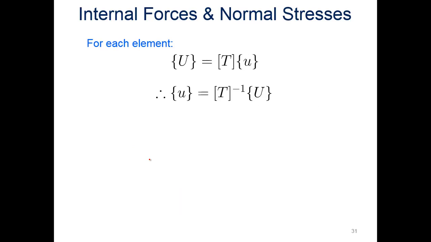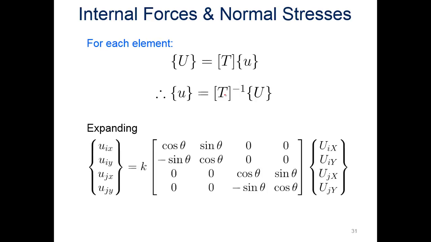All right. Come back here. Let's look at our internal and normal stresses. For each element, we have already got the global displacements, and those are equal to the transformation matrix times the local displacements. So we have these, we want to get these. To do that, we multiply both sides by the inverse of the transformation matrix to work ourselves back. So we take the global displacements multiplied by the inverse of the transformation matrix, and we can find our local displacements.